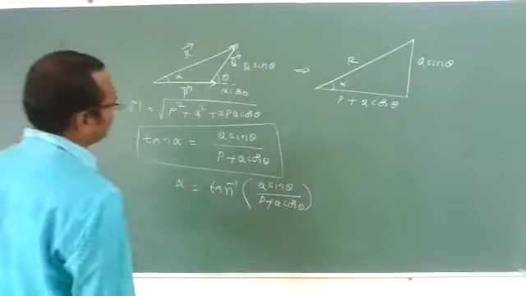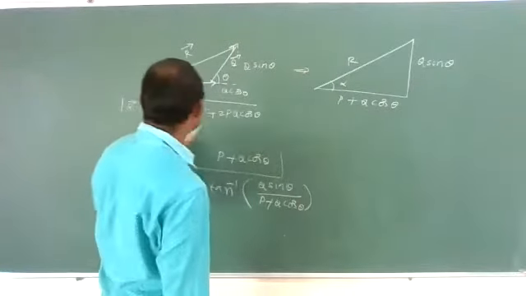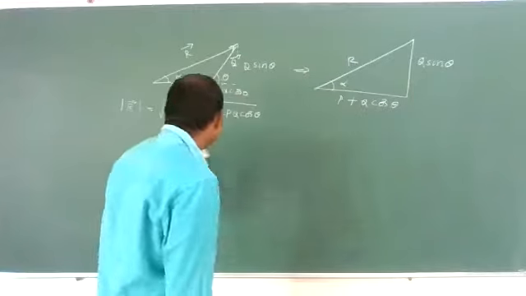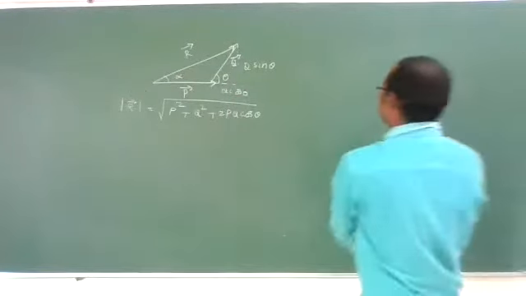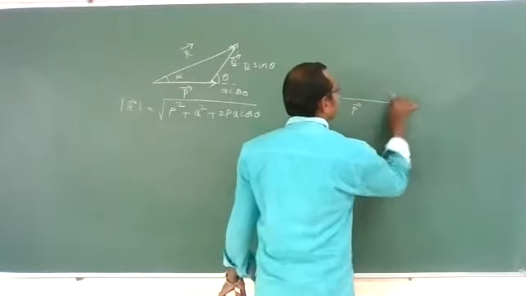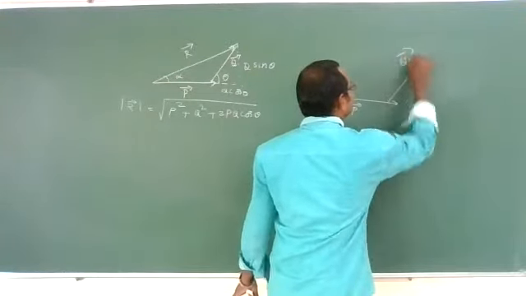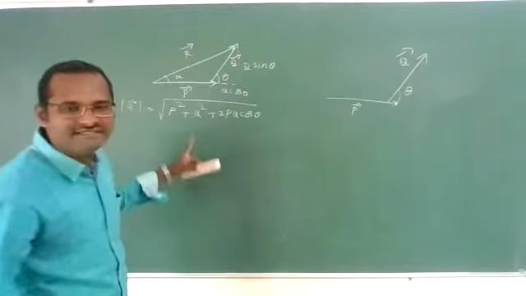Now, come to this point, magnitude. See here, two vectors are there. One is p bar like this, another one is q bar like this. What is the angle between these two? This is the angle between these two. Then the resultant is this much.